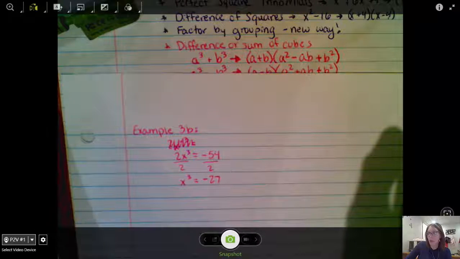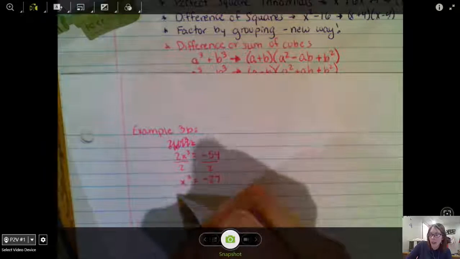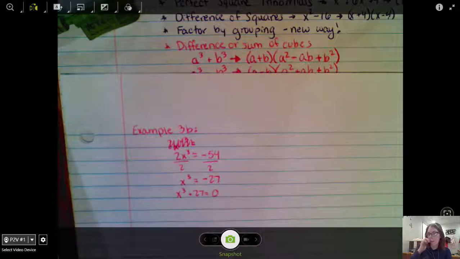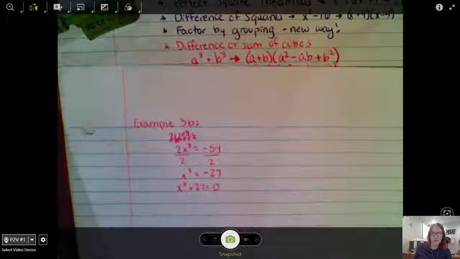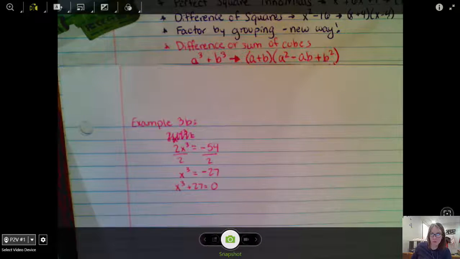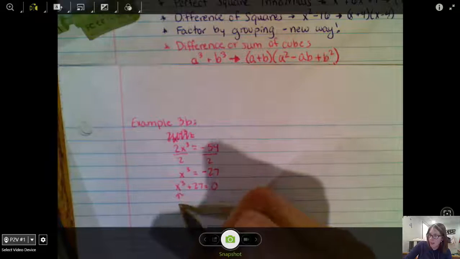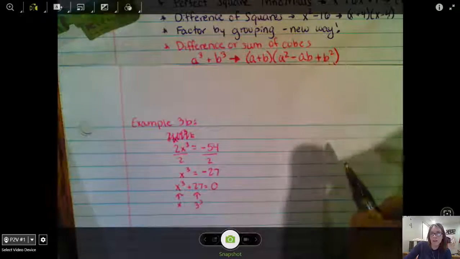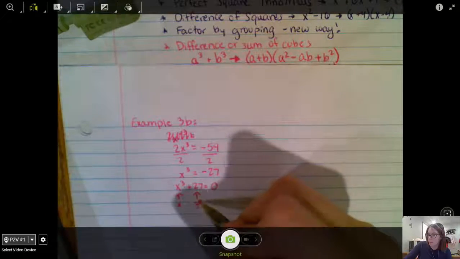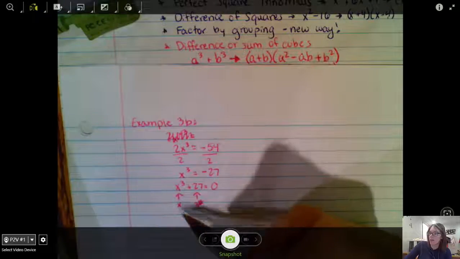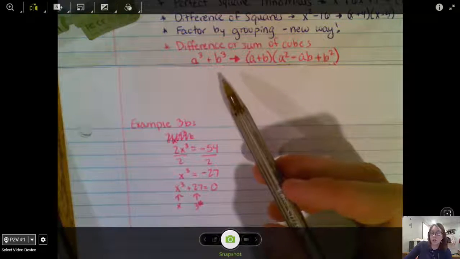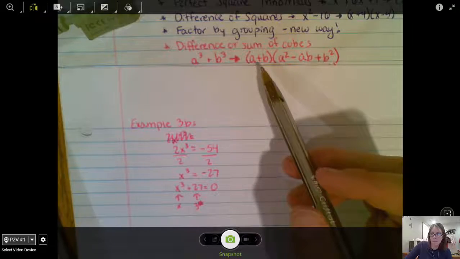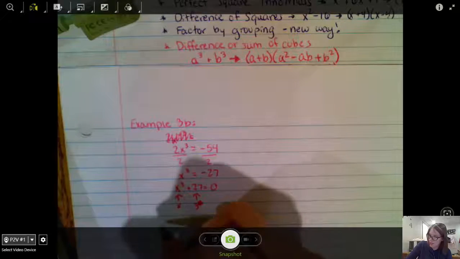And like in our last problem, we want our equation to equal 0. Add 27 to both sides. So we have our sum of cubes now. X to the third power gives us x cubed, and 3 to the third power gives us 27. In our sum of cubes formula, A is going to be x and B is going to be 3. Let's just dive right in.